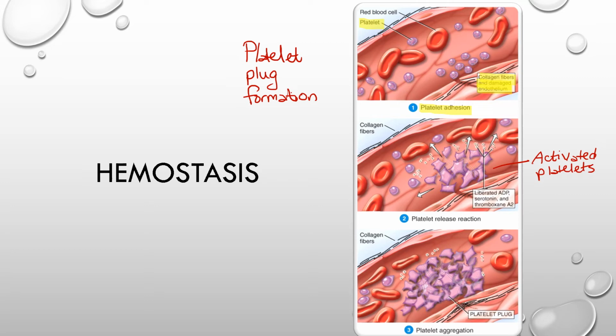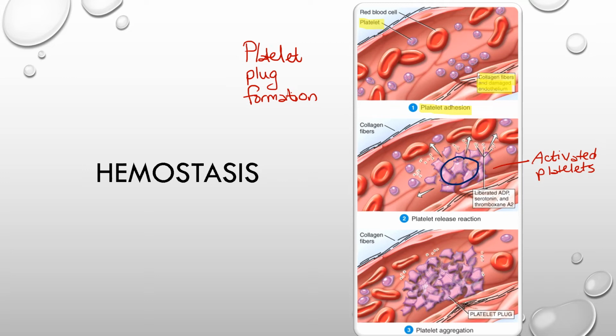So this is where their characteristics really change quite dramatically. They extend lots of these projections that enable them to contact and interact with one another. You can see here that they kind of look like they have little projections, little hands that are sticking out everywhere, reaching out to other platelets, trying to make contact with other platelets and interact with each other.